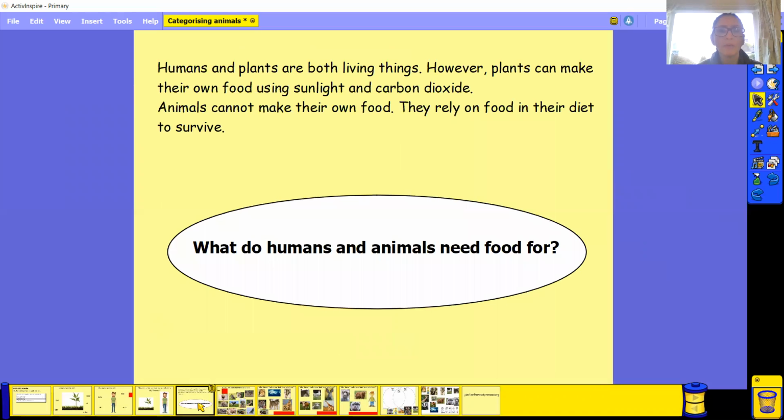So humans and plants are both living things. However, plants can make their own food by using sunlight and carbon dioxide. Can you say carbon dioxide? Good, okay. Animals, we cannot produce our own food, okay? We can't make it ourselves inside. We have to go and find it and cook it or things like that, okay? However, not all animals need to cook it. They can find it and then hunt for it. They rely on food in their diet to survive.